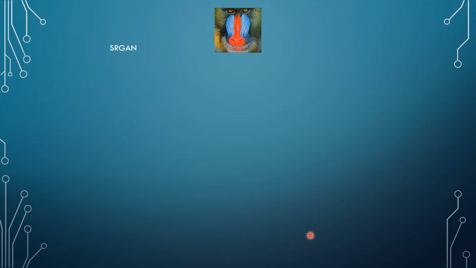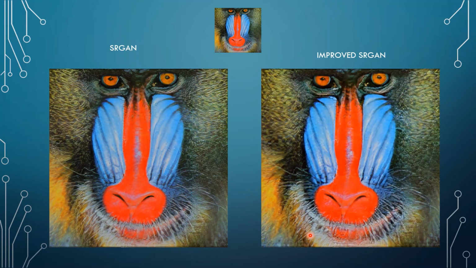Let us compare some of the results. If you observe in SRGAN, there are some unnecessary patches, the white color patches, which are not necessary. But in the improved SRGAN, the image is very clear, and thus improved SRGAN is better than SRGAN.